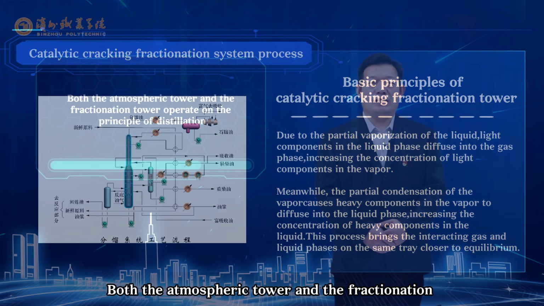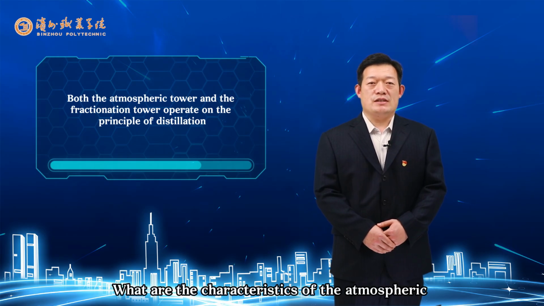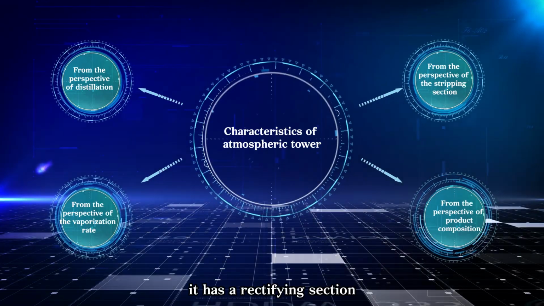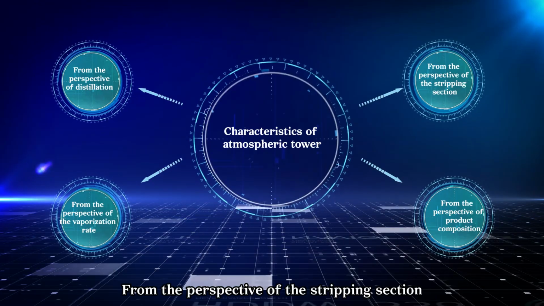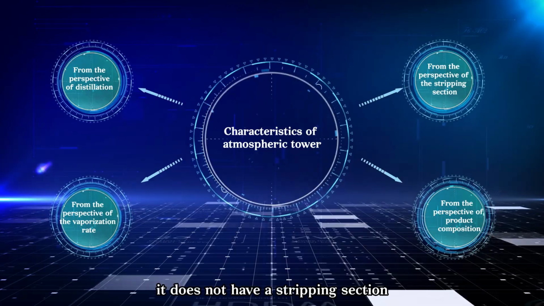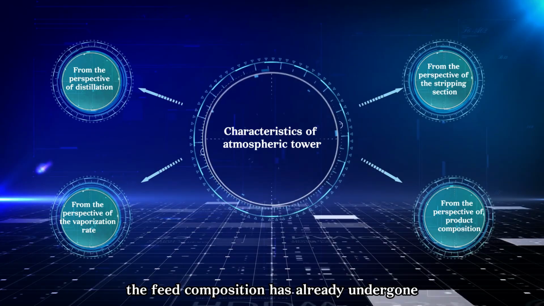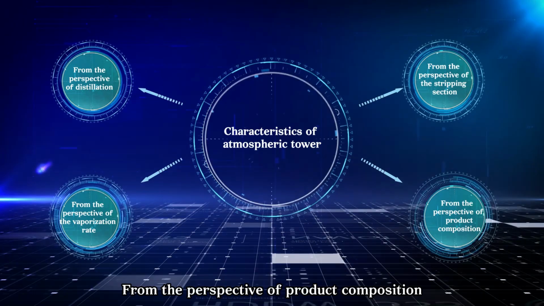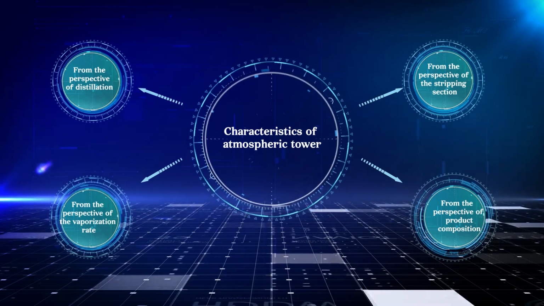Both the atmospheric tower and the fractionation tower operate on the principle of distillation. What are the characteristics of the atmospheric tower we previously discussed? From the perspective of distillation, it has a rectifying section, and the number of trays is relatively large. From the perspective of the stripping section, it does not have a stripping section. From the perspective of the vaporization rate, the feed composition has already undergone partial vaporization and is not a cold feed. From the perspective of product composition, the atmospheric tower produces multiple products, among other characteristics.